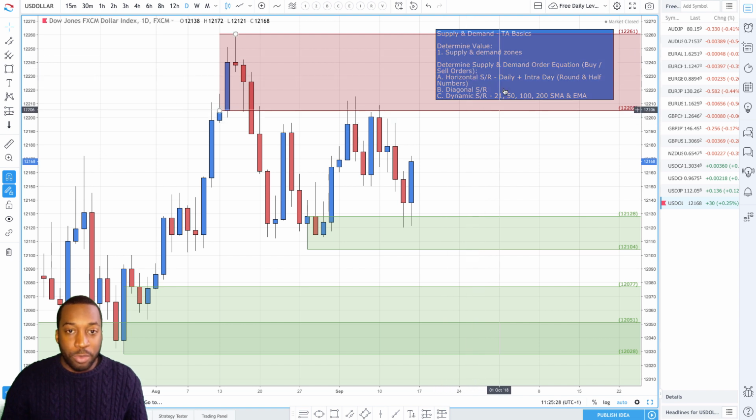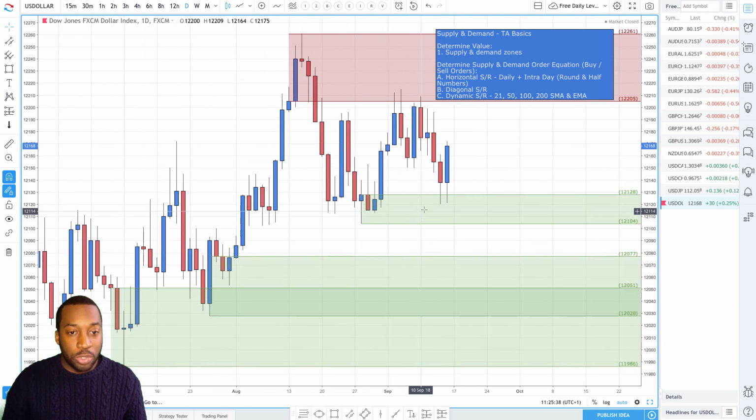The second thing we want to do is determine the supply and demand order equation, basically just where the most supply and demand orders are likely to enter the market. So basically traders' motives for buying and selling, or buy and sell orders, entering new positions and even exiting positions depending on whether they've bought or sold.